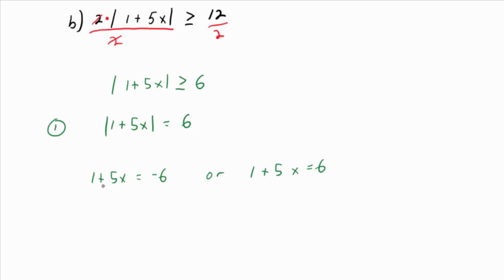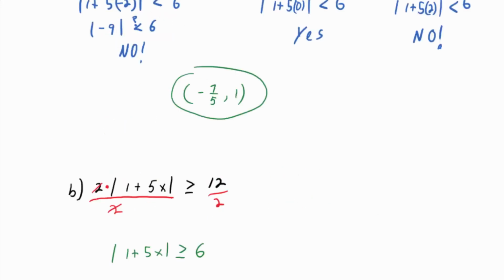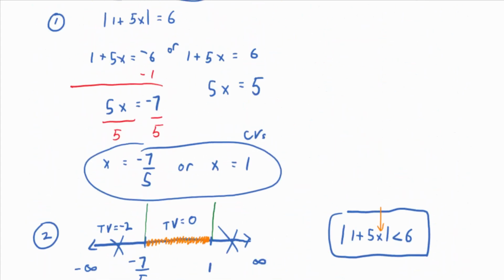So if we subtract 1 from both sides and divide by 5 just like above, we get negative 7/5. This part is exactly the same as above, this step, so that's why I'm not showing the steps. For the second equation, if we subtract 1 and divide by 5, what do we get? X equals 1. So it's the same exact steps as up here.